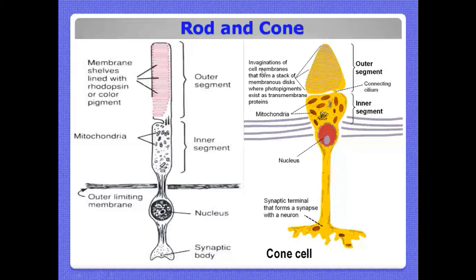The outer segment is cone shaped. That is invaginations of cell membranes that form a stack. See that stack of membranous discs where photopigments are there. Here you have a photopigment called rhodopsin in the rod cell. Here you have another photopigment. They are called iodopsins. So these photopigments exist as transmembrane proteins.